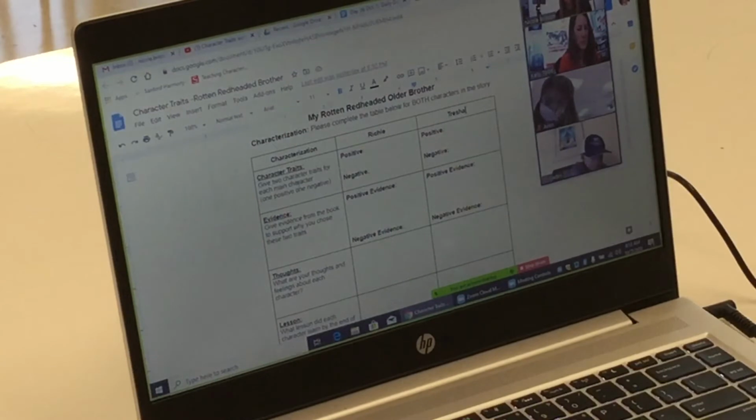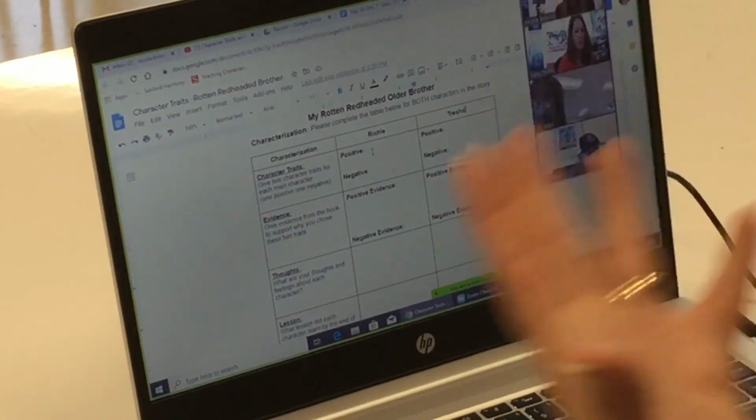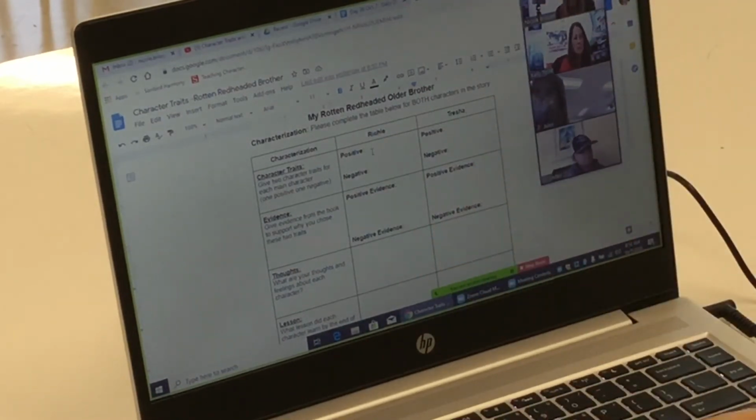So the first question, character traits. It says give 2 character traits for each main character. One is going to be a positive, which is a good character trait. And the other one is going to be a negative, which is a bad character trait, okay? You're going to do that for Richie, and then you're going to do that for Trisha. These should be one-word responses. A character trait is just one word. Remember, and I'm going to show you right here.